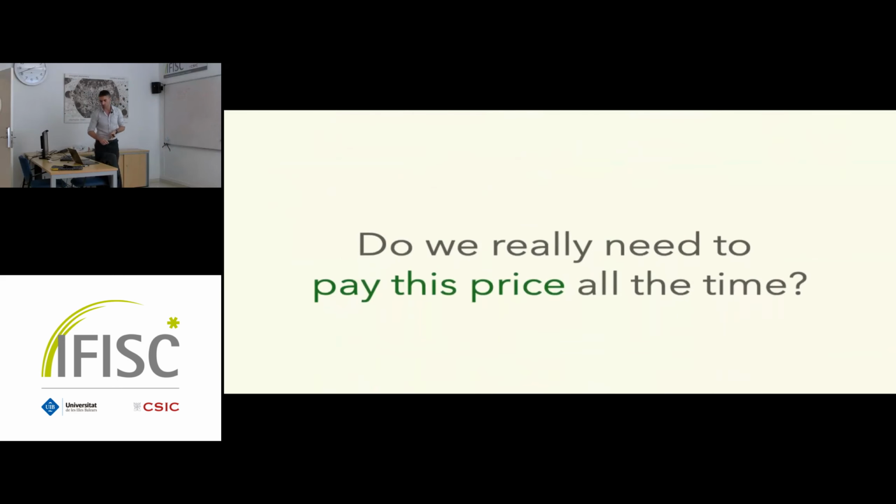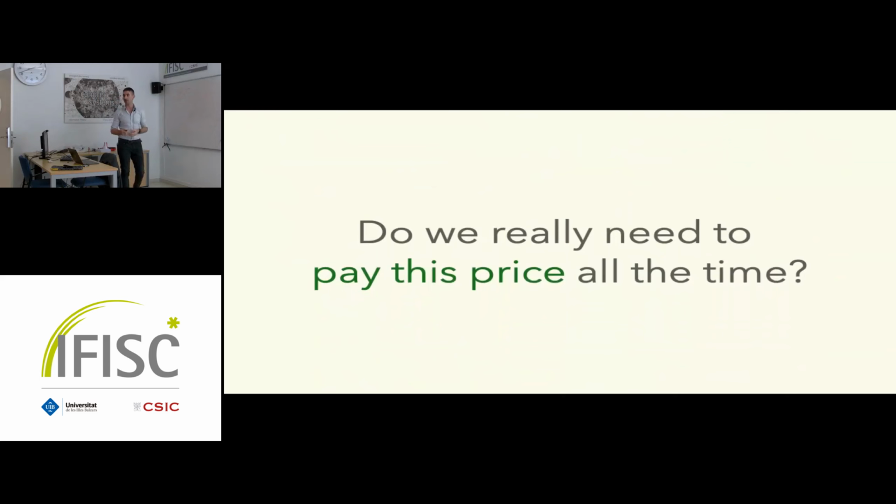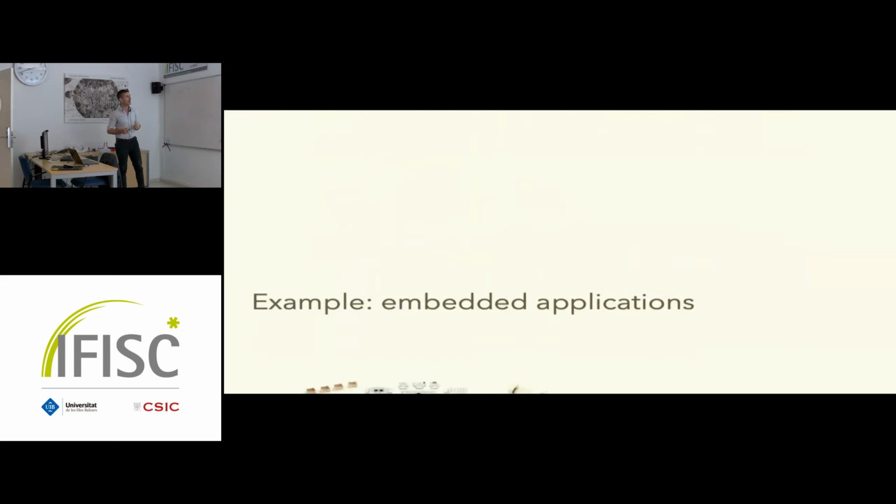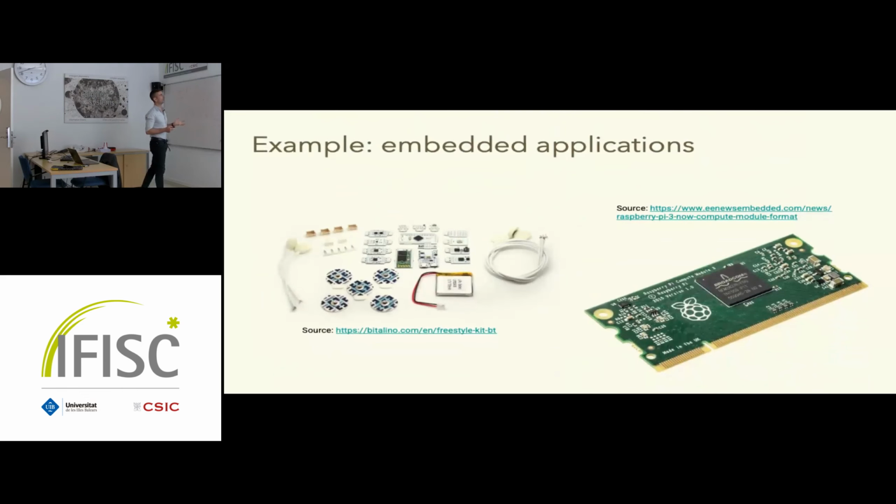And maybe we don't want to pay this price all the time, right? Maybe there are cases in which we do well even without all of this complicated machinery. An example is given by embedded applications, where you want your neural networks and your complicated RNN systems to run on very limited devices like a Raspberry Pi, for example, or the phone or your watch.